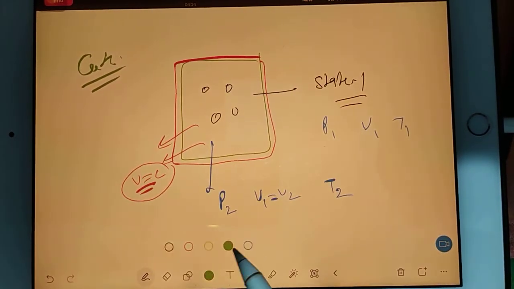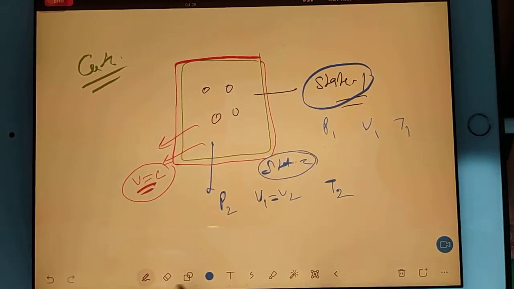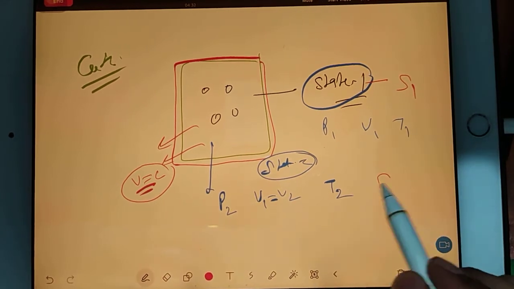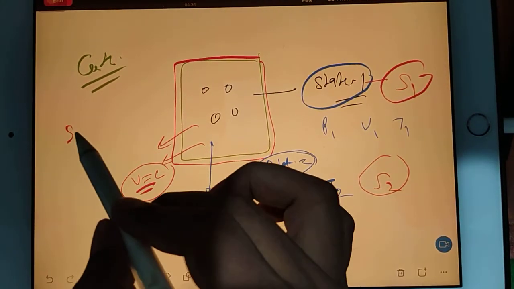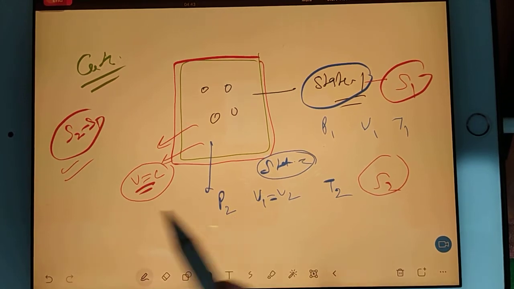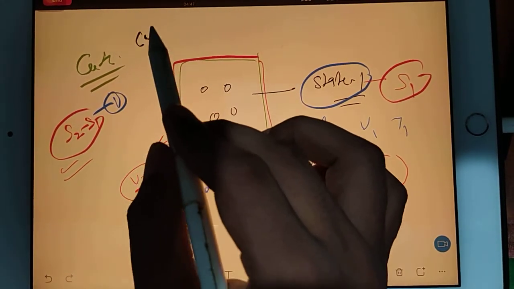Okay. Now suppose this is case 1. In case 1, I changed my state from state 1 to state 2. So in state 1 I had entropy S1, and now I got entropy S2. So I can find my change in entropy, S2 minus S1, and that will be something. Okay. Now I will save this answer. Then I will go for case 2.